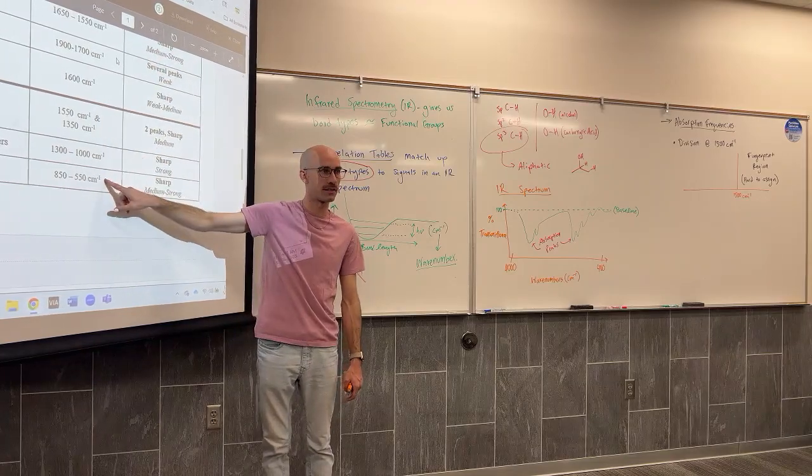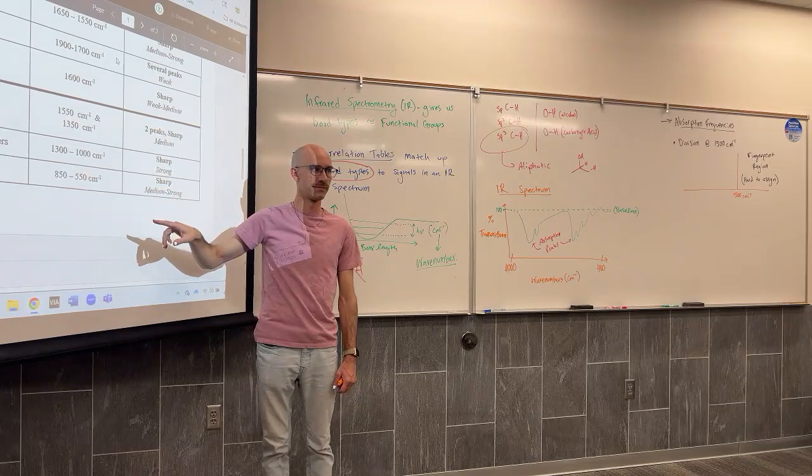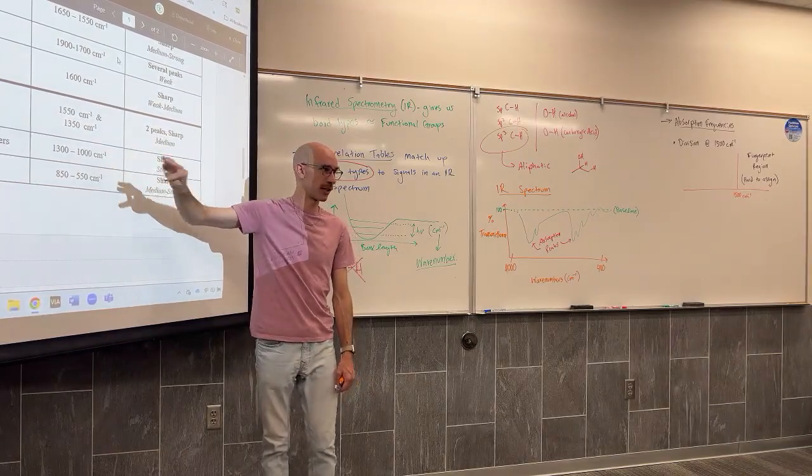These are the bonds that only absorb in this 1500 region. So finding them is a challenge. That's why it's a black line. These are the most challenging to find.